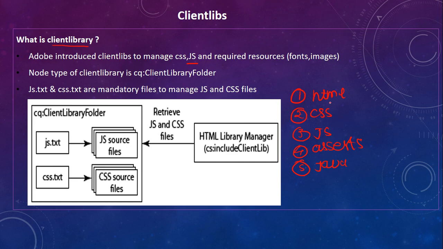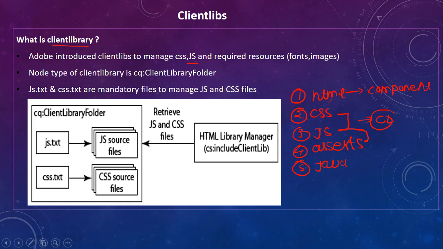So first one is the HTML. HTML will be managed by using a component. In our AEM we have a component, and using that we can manage this one. CSS, JavaScript and the assets: some of the fonts and the images, not the entire assets, but some of the things will be managed in Clientlibs. So all this CSS, JavaScript and the assets will be managed in Clientlibs.